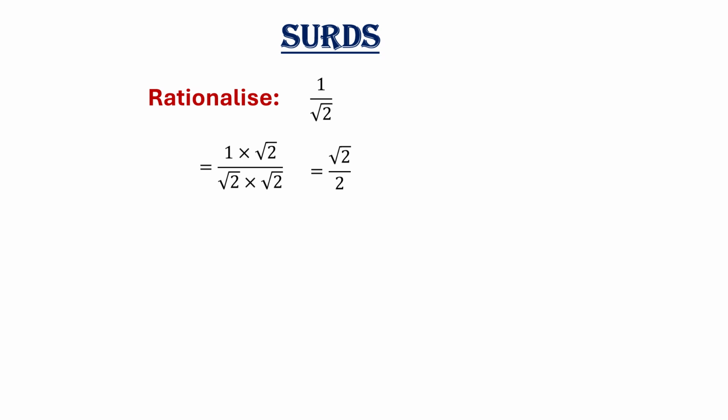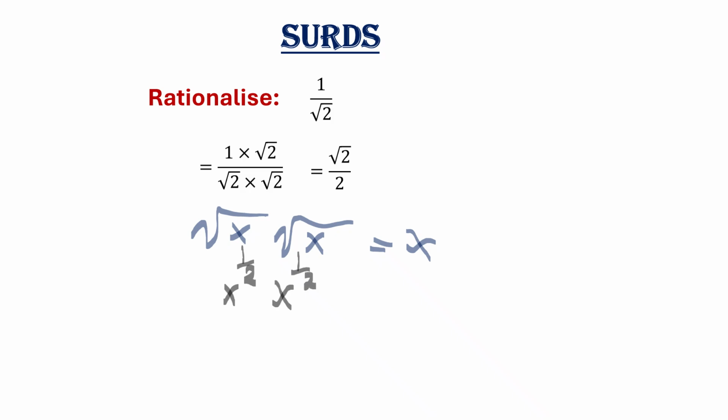Let's quickly talk about this here. If you have root x times root x, it is always equal to x. This is important and it will help you a lot. If you want to know why, root x is x to the power of a half, and root x again is x to the power of a half. And the law of indices says if you have powers, you multiply them. So it's just going to be x to the power of a half plus a half, which is 1. So it's just x. That's why root x times root x is just x.